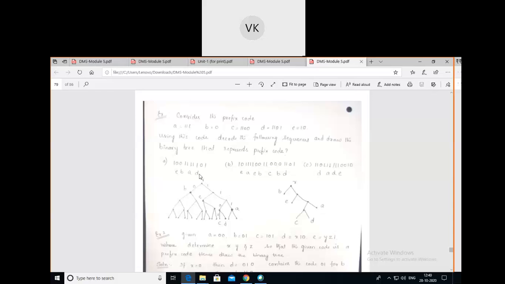Then last, D is here. D is having the sequence 1101. Double one means what here? Double ones, right node. And after that 0 is there, and after 0, 1 is there. Yes, 1 means right. Here I should write D.